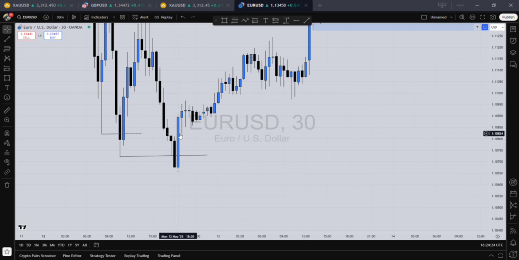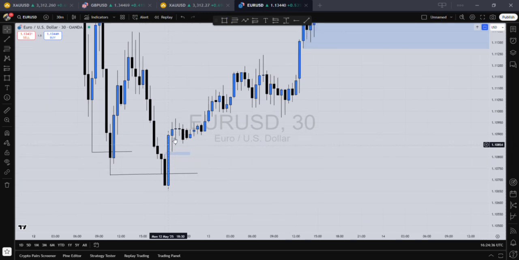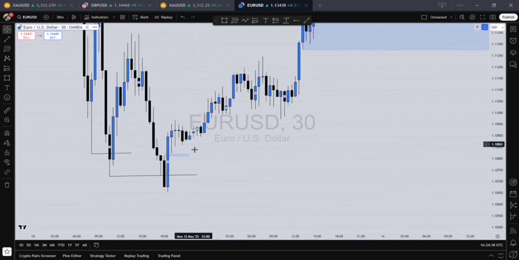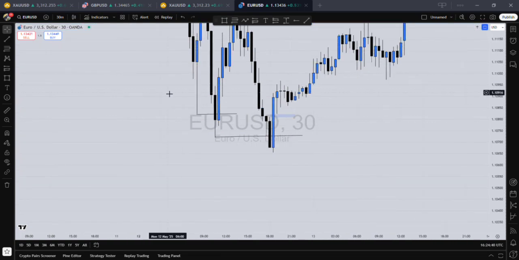What happened after price took out this low? A bullish engulfing candle in this 30-minute time frame was formed with a fair value gap. Okay, although the fair value gap was not aggressive enough, it was a sign that there is a possibility that this trend is likely going to play out.